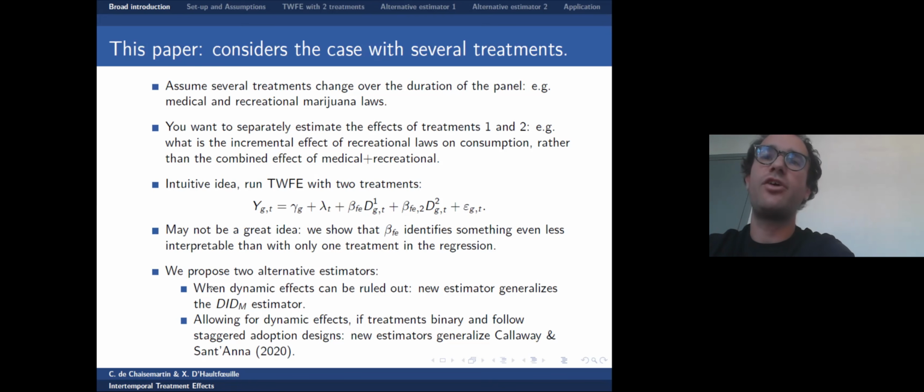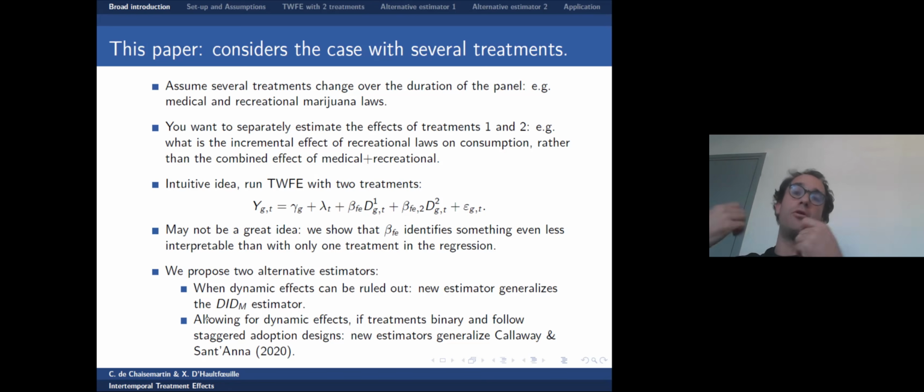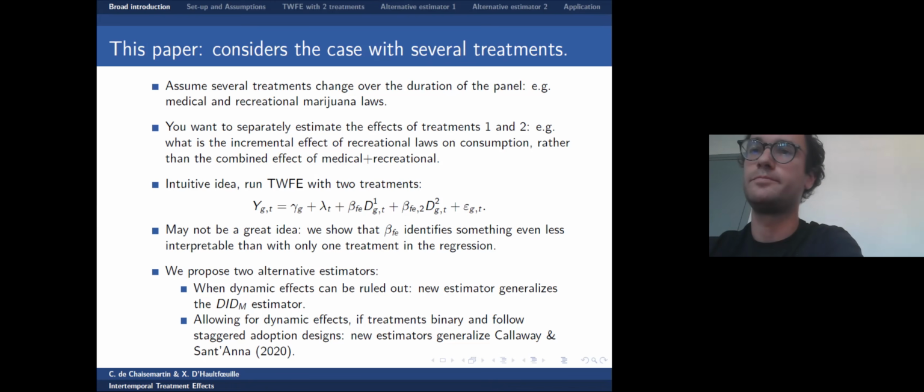In applications where it's plausible to assume that there are no dynamic effects, we're going to propose a new estimator that generalizes our DIDM estimator. And when researchers want to allow for dynamic effects, we're going to restrict attention to the case where the treatments are binary and follow a staggered adoption design. And in that case, we're going to propose new estimators that generalize those in Callaway and Sant'Anna.